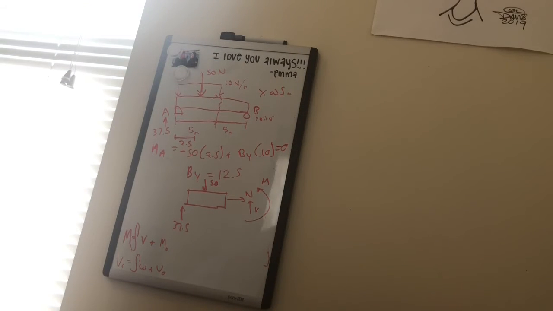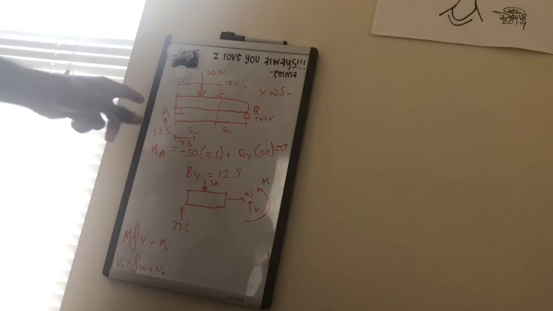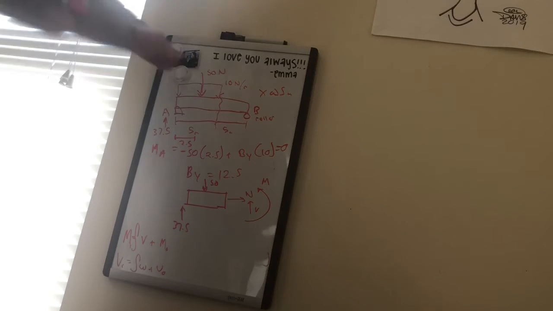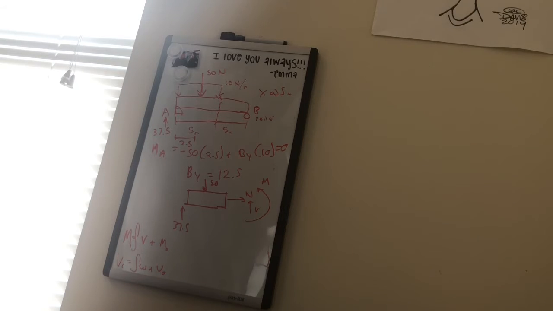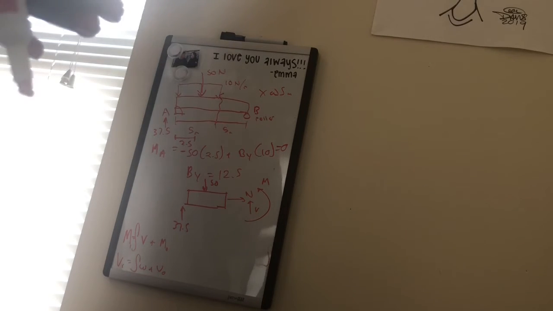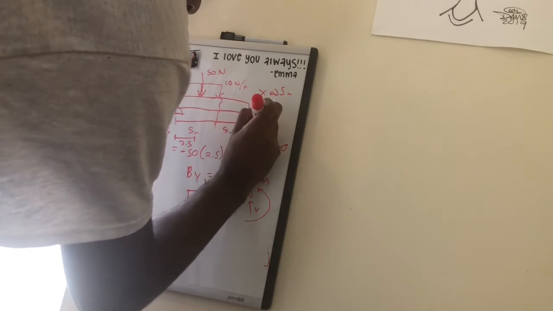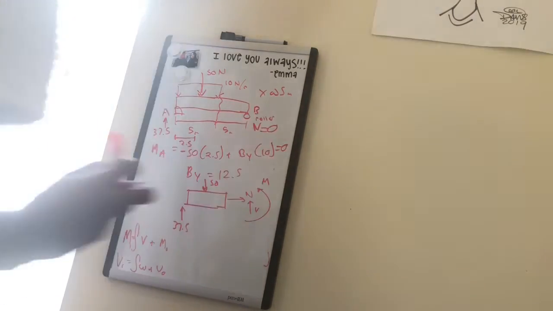Actually, I'll be right back. I'm going to just solve it. Alright, I'm back. I solved for my supports at A and at the roller at B. If you guys notice, there are actually no X forces on this beam. So since there are no X forces, you can automatically assume that your normal force for this beam is 0.